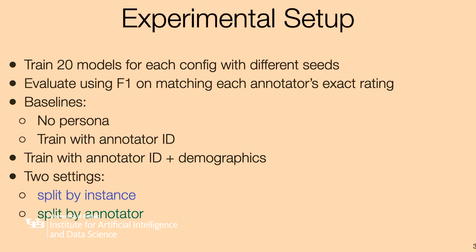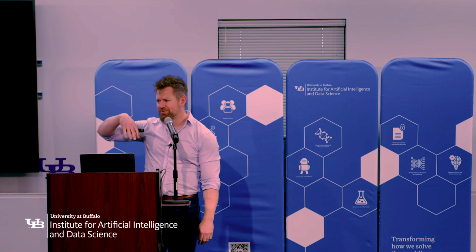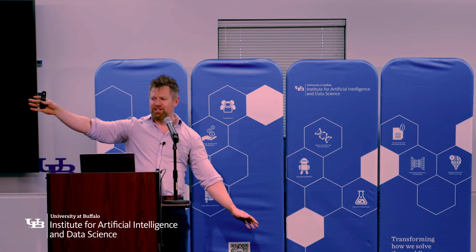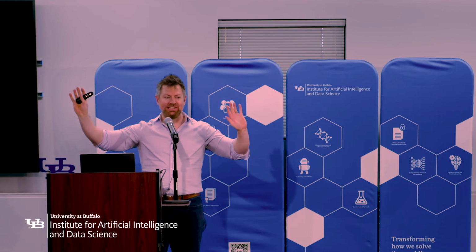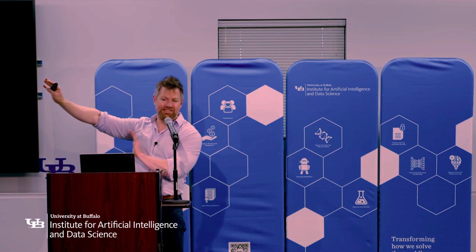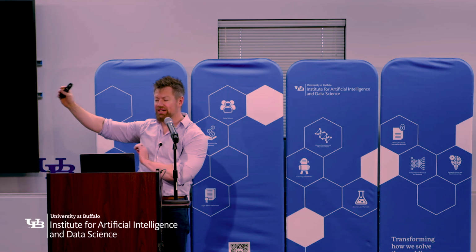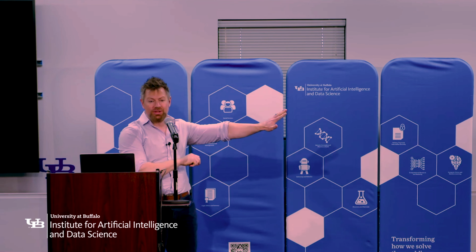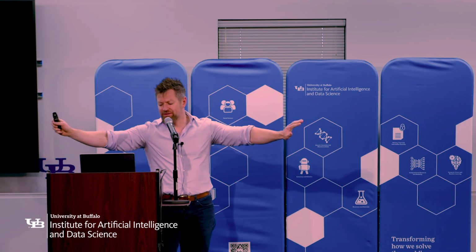But then we'll use two different settings, which will be useful later. In one, we'll use your standard machine learning split. We're going to split our training data by instance. So we'll have totally unseen instances, and we want to see whether we can generalize, with annotators that we know, to predict on these new instances.